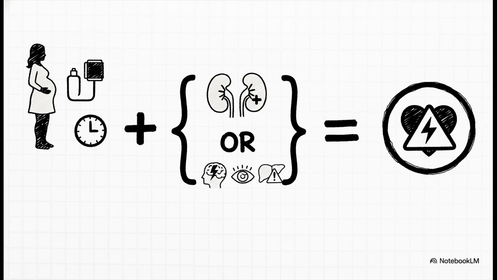This is it. This is the whole thing right here. To diagnose preeclampsia, you need hypertension after 20 weeks, plus either proteinuria or any one of the severe features. You do not need both. This "or" is a massive practice-changing concept.